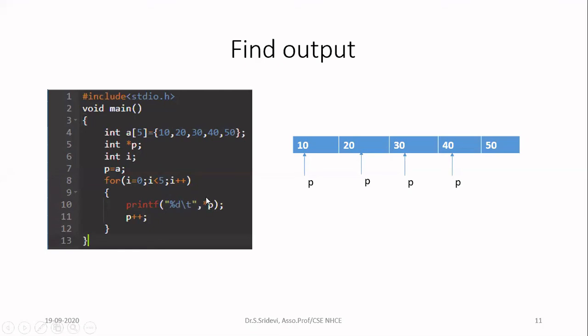Yes, it's 3 only. So print star P. Now 40 will be printed. After that, again P++. Pointer will move to 50. Okay. Now I will be 4. It is less than 5. So come inside, print star P. So 50 will be printed.